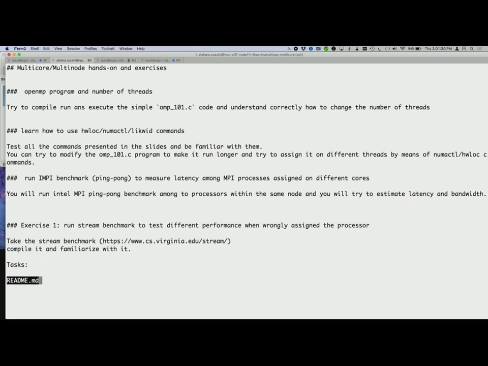The first exercise I was proposing is about a very simple code, OpenMP 101, that now has a different name, to understand how to change the number of threads, but we now know OMP_NUM_THREADS is the variable to play with for that. Then learn how to use the hwloc and numactl commands, again with this small program.